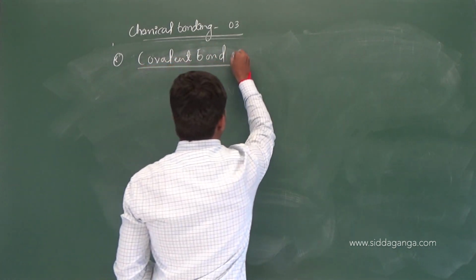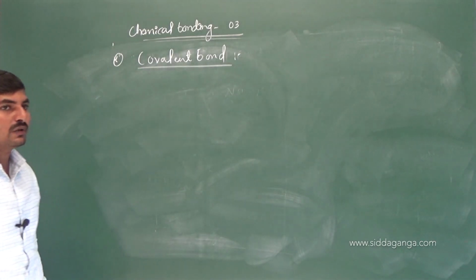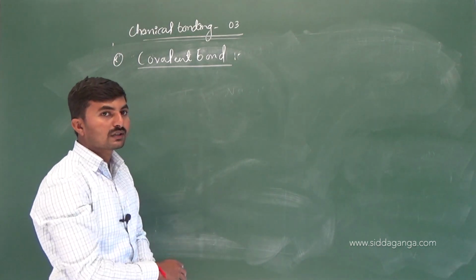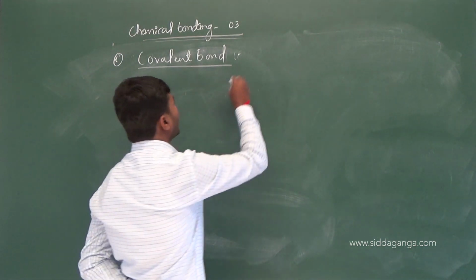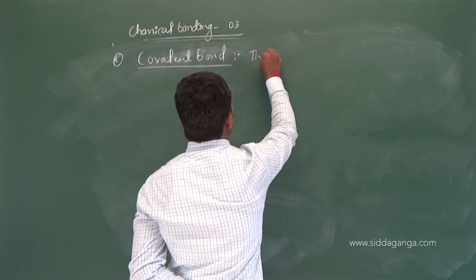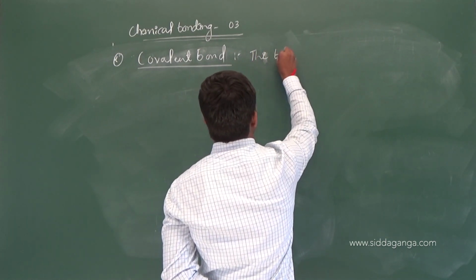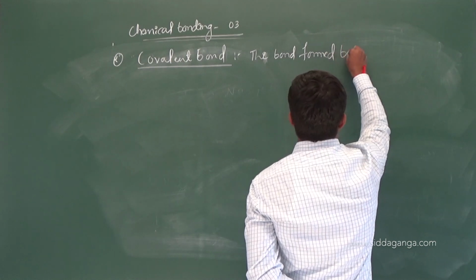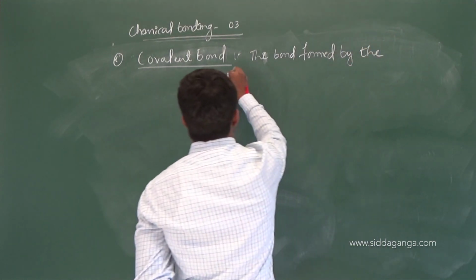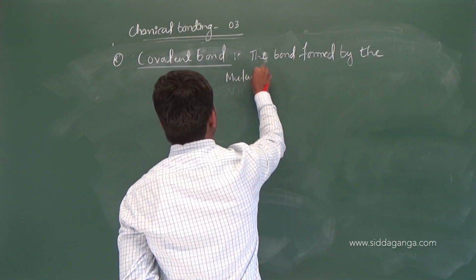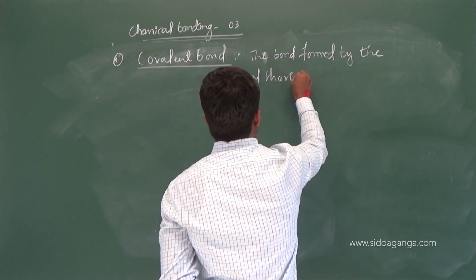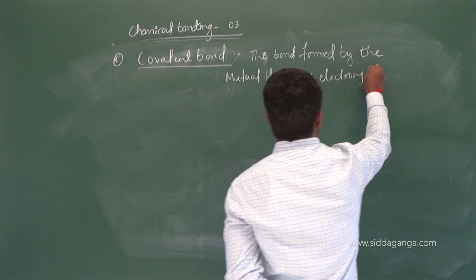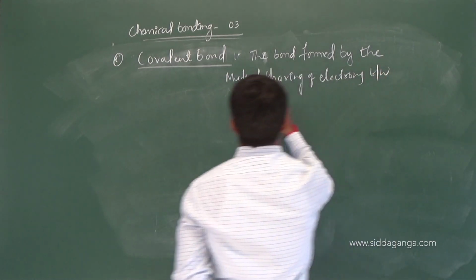This is called a covalent bond. What is meant by this word covalent bond? How is this bond going to be formed? How does this bond formation take place? This bond is formed by the mutual sharing of electrons between 2 atoms.